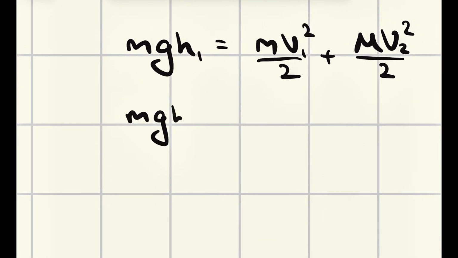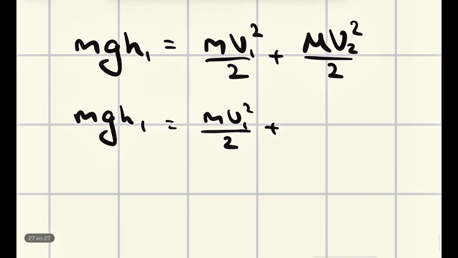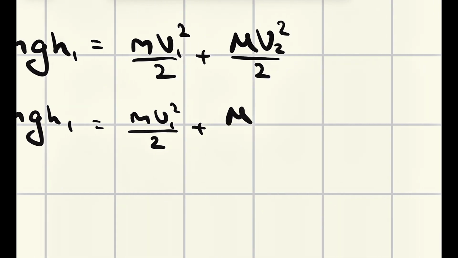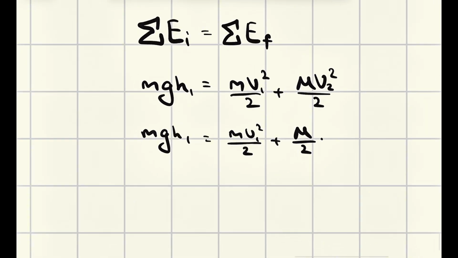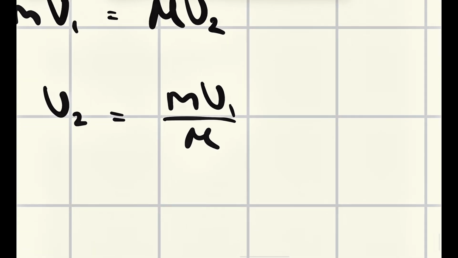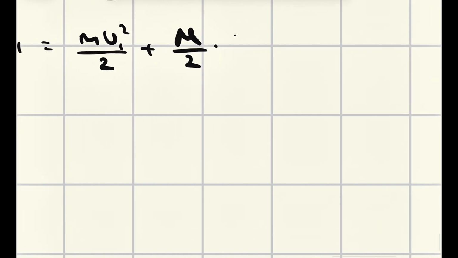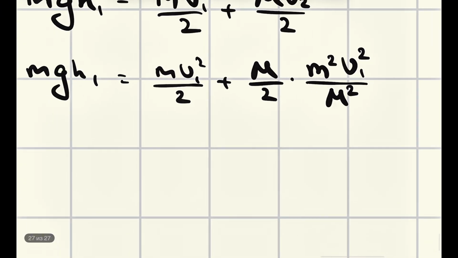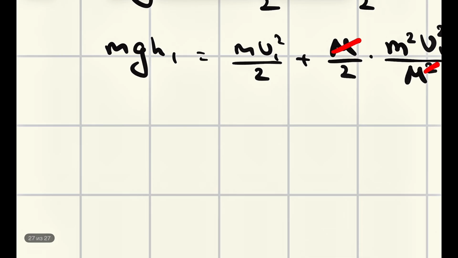This would be mgh1. This thing would be mv1 squared divided by 2, plus we still have here mass M divided by 2, and also v2 squared is opened by this. Each of these elements will be squared, so it will be m squared v1 squared divided by M squared. And as you can see, we can cancel these out.